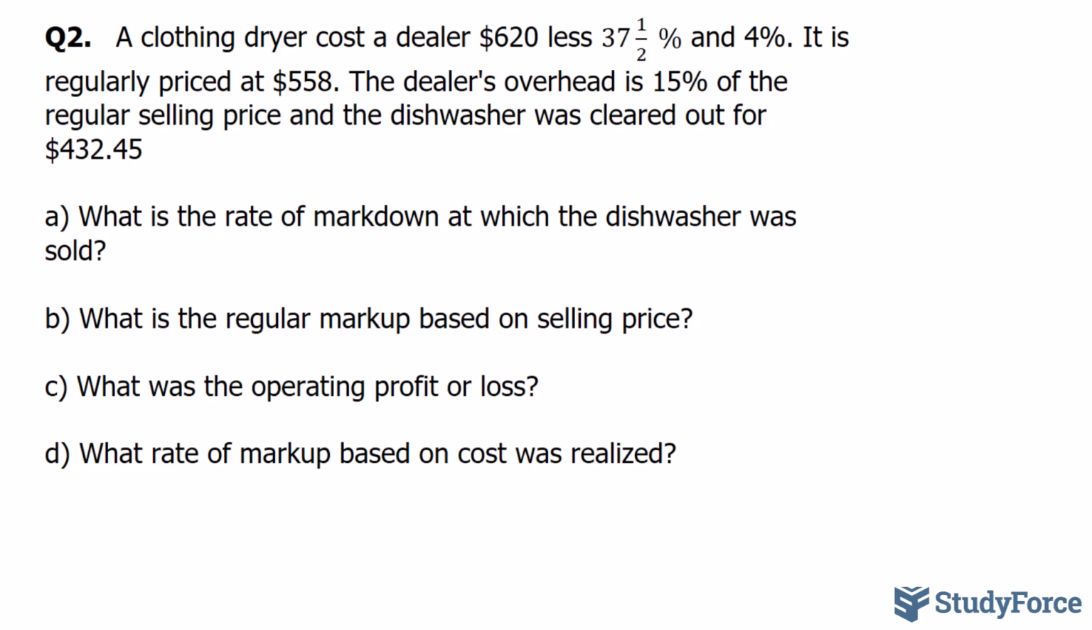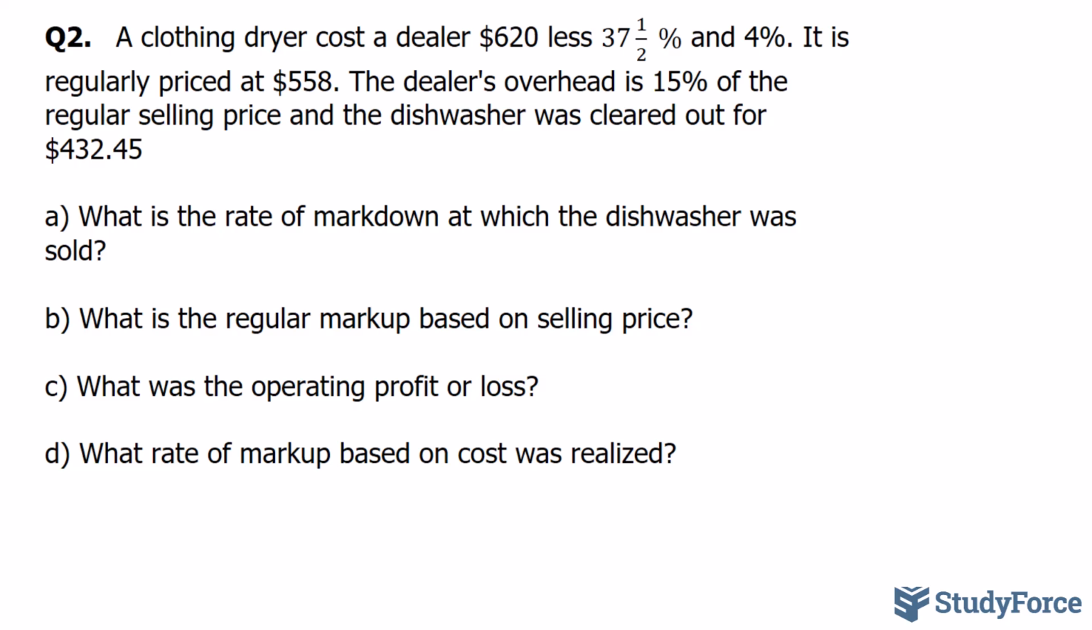4%. It is regularly priced at $558. The dealer's overhead is 15% of regular selling price, and the dishwasher was cleared out for $432.45. What was the rate of markdown at which the dishwasher was sold? Now, there's a lot of information provided. Before we even get started, let's begin by decoding what's been given.